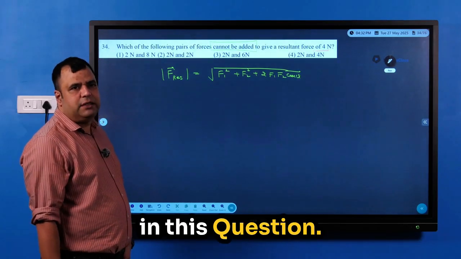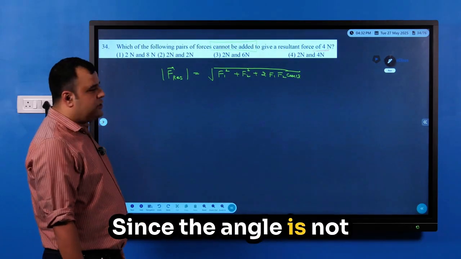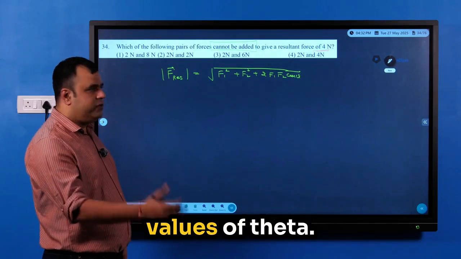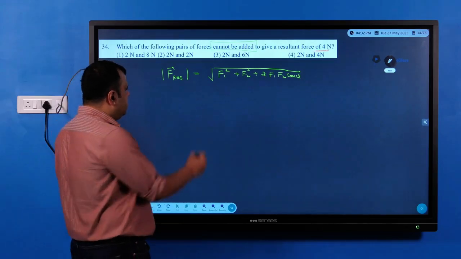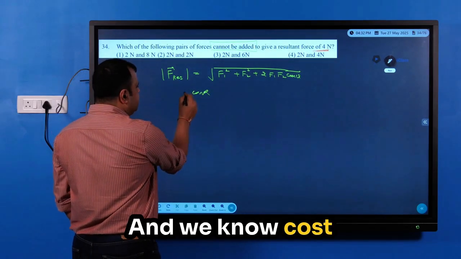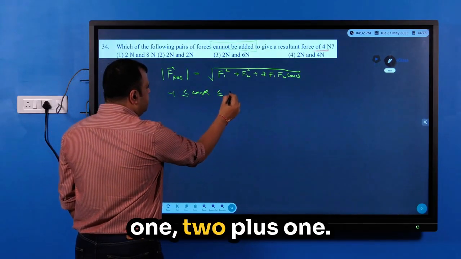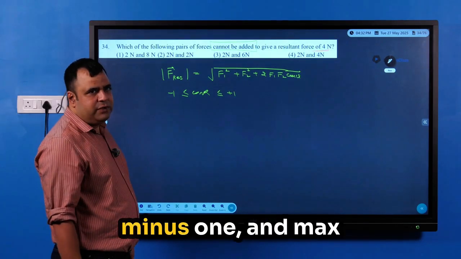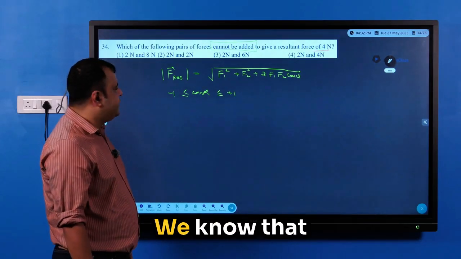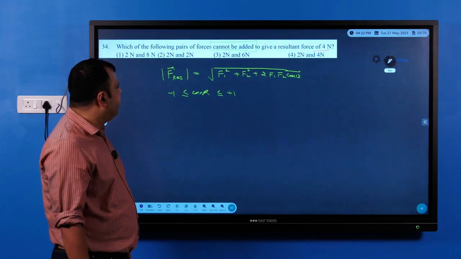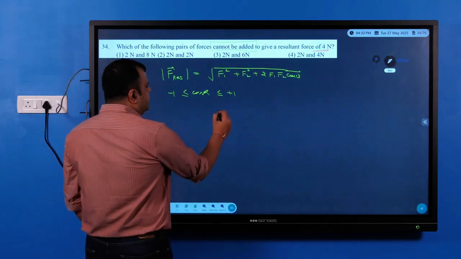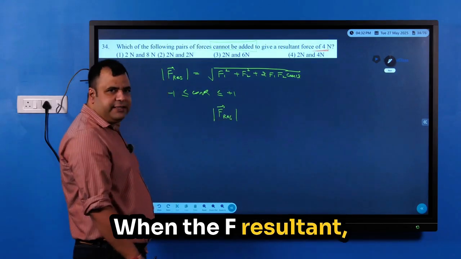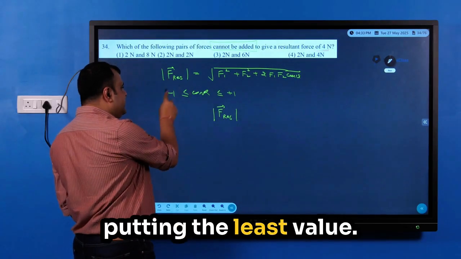In this question, the angle is not given. Since the angle is not given, we get the possible range of the answer for different values of theta. And we know cos theta varies from -1 to +1. The least value will be -1 and the max value will be +1. So based on that, we calculate the F resultant by putting the least value.